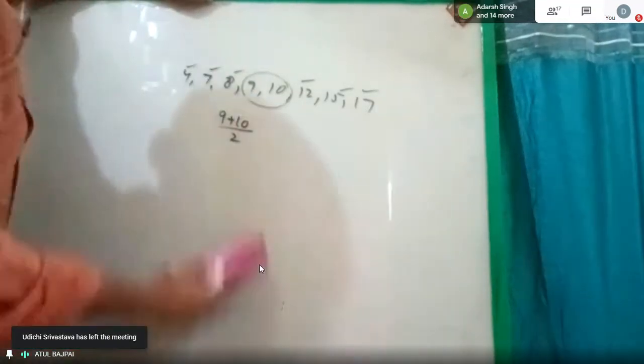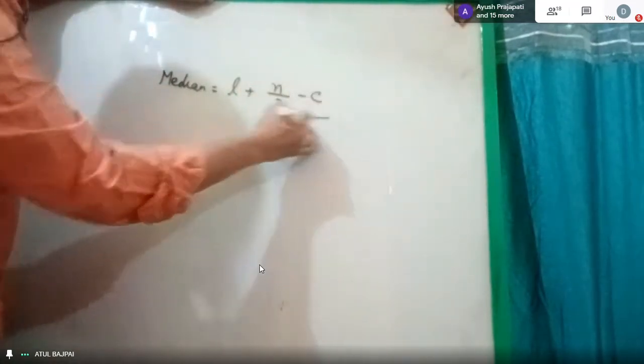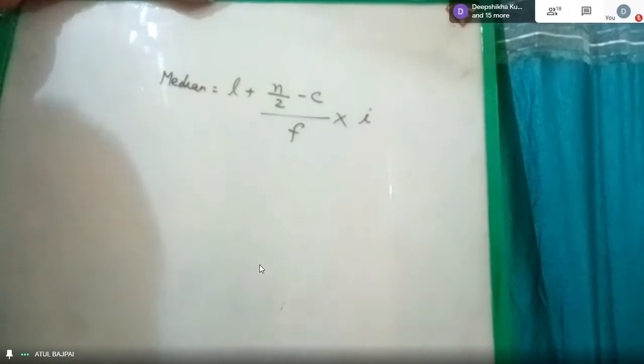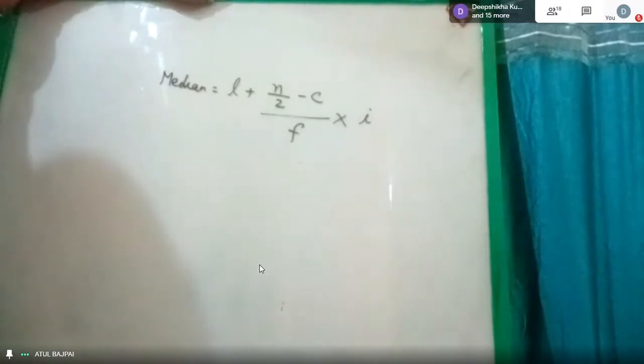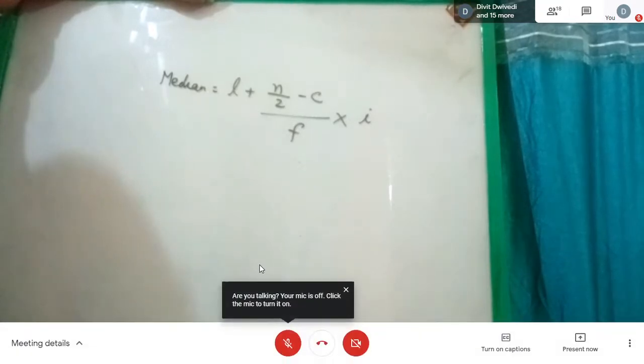But here we are going to introduce a formula for median for grouped data. Note down the formula: median equals L plus N upon 2 minus C upon F into I. Median is L plus N by 2 minus C upon F into I.